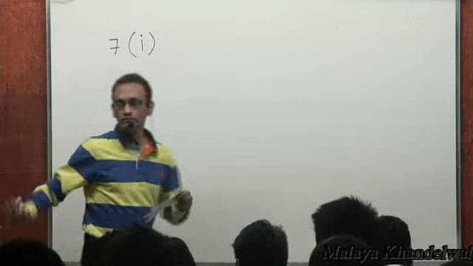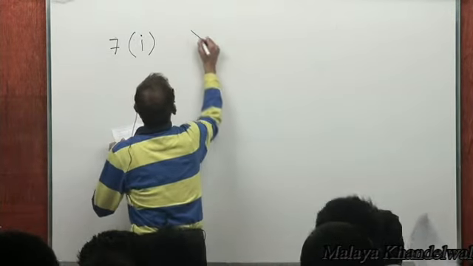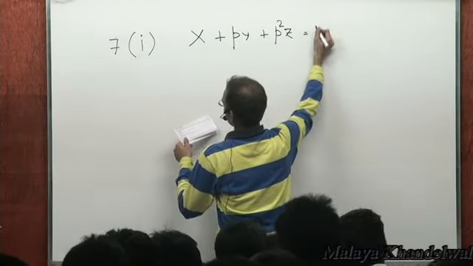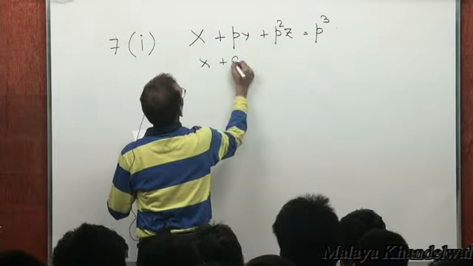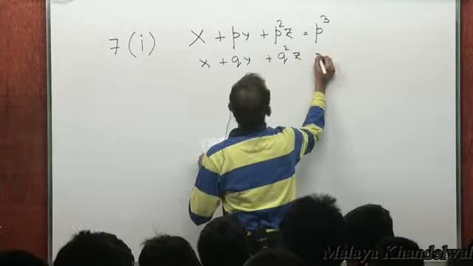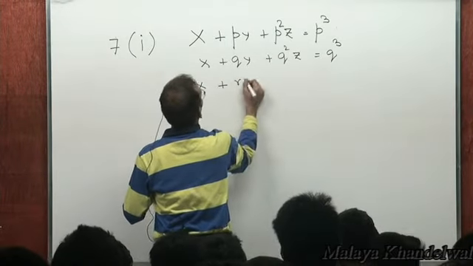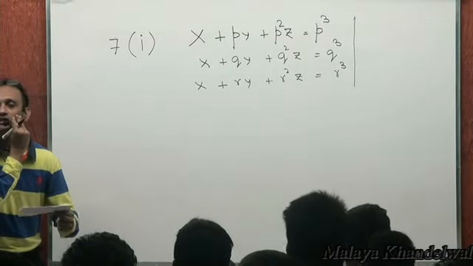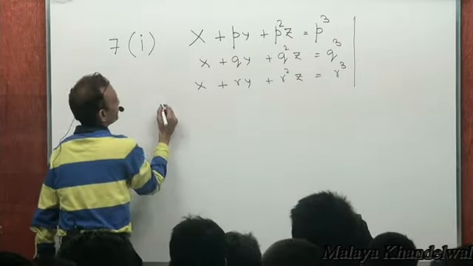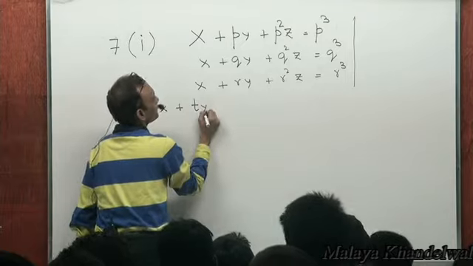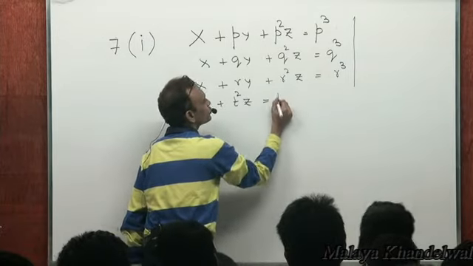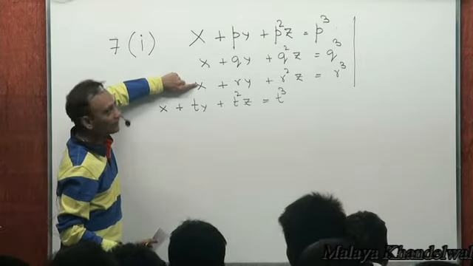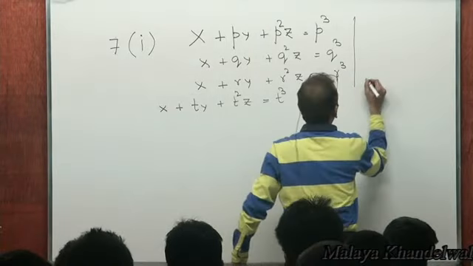Seven part 1. x plus py plus p squared z is p cubed. x plus qy plus q squared z is q cubed. x plus ry plus r squared z is r cubed. Realize that there is structural similarity in these equations. They are all of the form x plus ty plus t squared z equal to t cubed, where t is p here, q here, and r here. T can be p, q, or r.